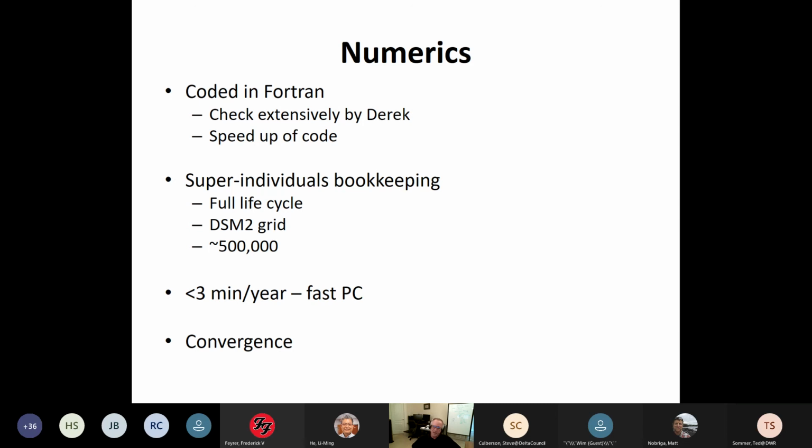What do I mean by that? Super individuals is an approximation as if you followed every individual. So it should converge as you follow more and more super individuals, and eventually you're following every one of them, right?